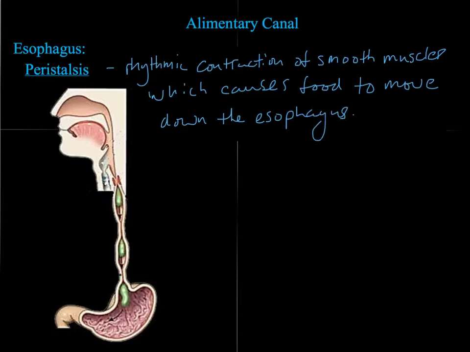So smooth muscle that encircles the esophagus contracts, pushing food downward. So here we have another set of smooth muscles contracting, propelling food downward until it finally reaches the stomach.